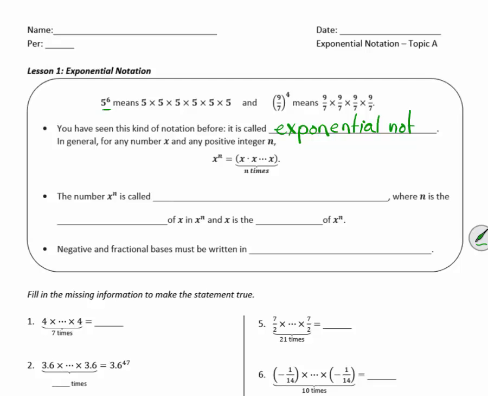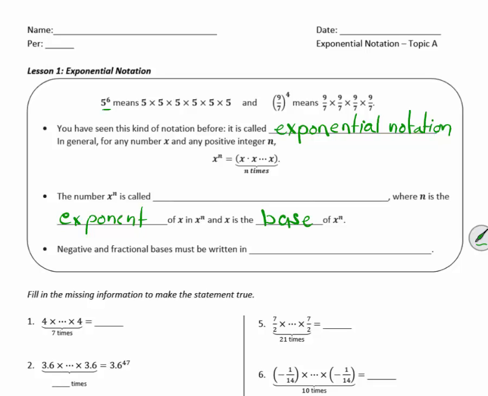notation. And the idea is that the exponent tells you how many times the base is being multiplied. So in this, n is called the exponent of x in x to the n, and x is the base.